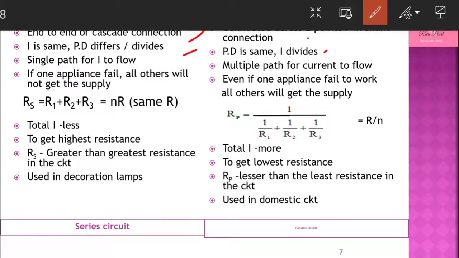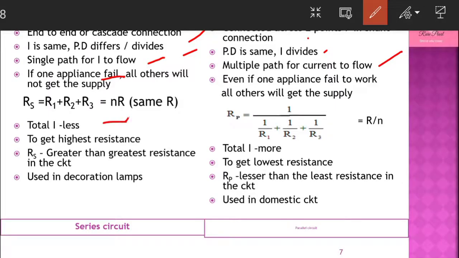Fine. Single path for the current to flow. Yes, for series circuit we have a single path, whereas we have many paths. Okay, current is dividing, right? So it will have multiple path for the current flow. And in series circuit, if any one of the equipment is failed, that means it is not working. Say for example, if you are connecting lamps in series or LEDs in series, if one is not working, then the entire circuit is not going to get the supply because it becomes open circuit.